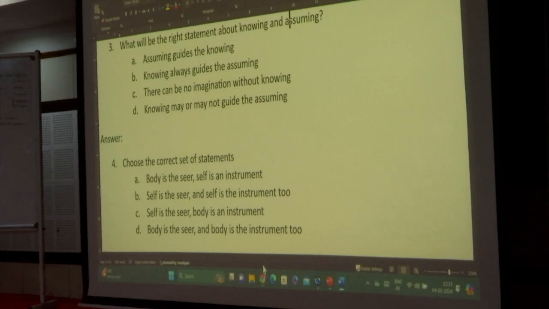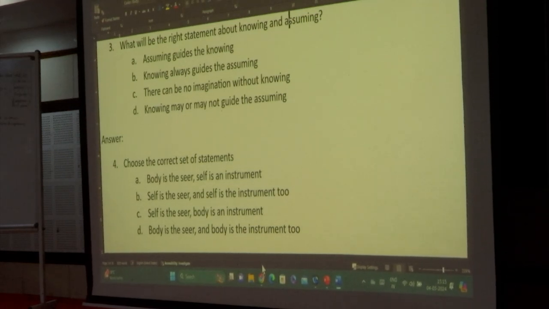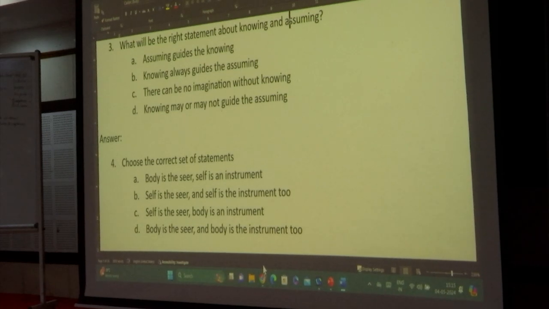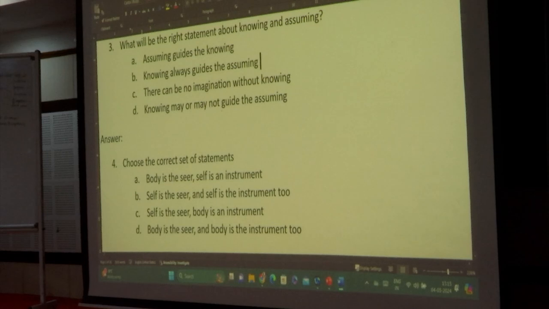Okay, so we can rephrase it. Assuming is always guided by knowing. Then that is wrong, okay? We can rephrase it. Because, Bhaiya, assuming is always guided by knowing, then it is wrong, for sure. Okay? We can rephrase it like that. Nice.